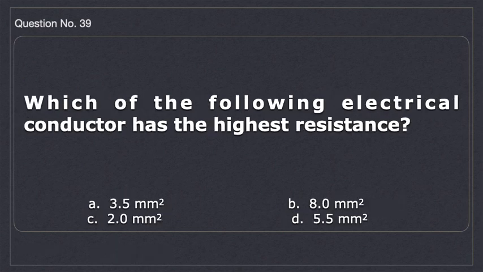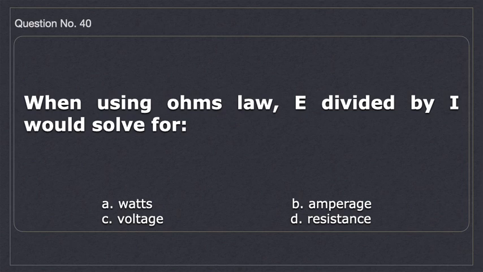Question number 39. Which of the following electrical conductors has the highest resistance? A. 3.5 mm square. B. 8.0 mm square. C. 2.0 mm square. D. 5.5 mm square. Answer C. 2.0 mm square.